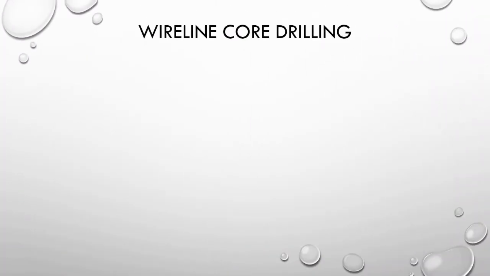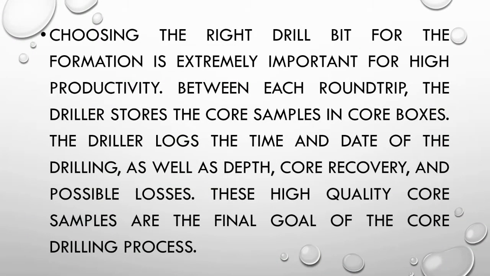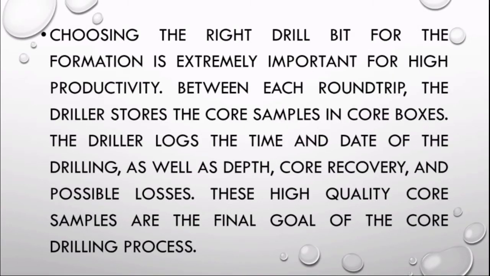Wireline core drilling. In wireline core drilling, a so-called overshot is sent down to release the inner tube. The overshot or inner tube are then hoisted up to the surface with a wire. A new inner tube is lowered down and locked in place. This method is much more productive, efficient, and safe. Choosing the right drill bit for the formation is extremely important for high productivity.